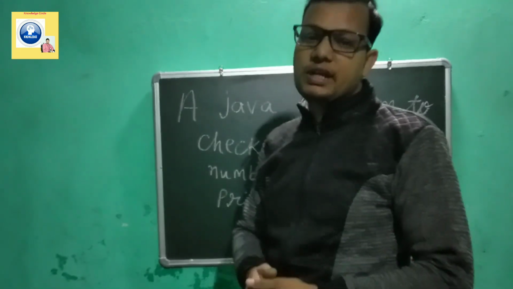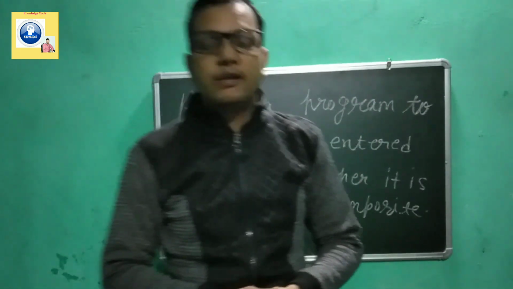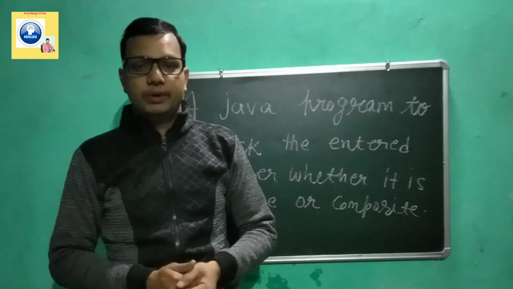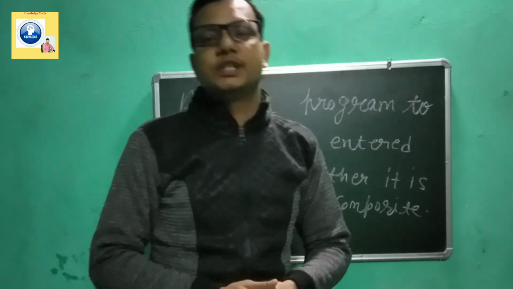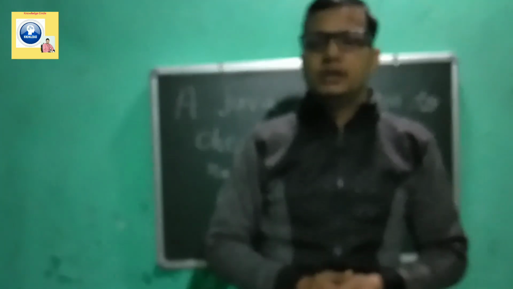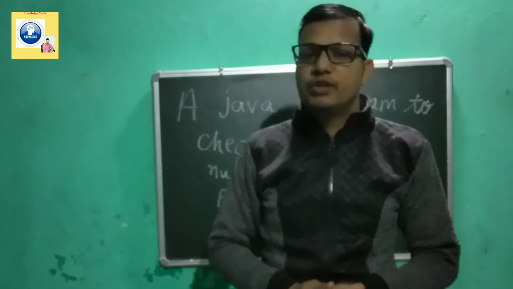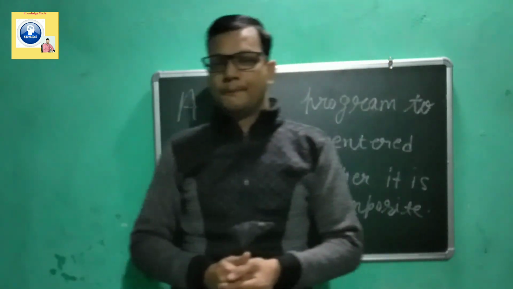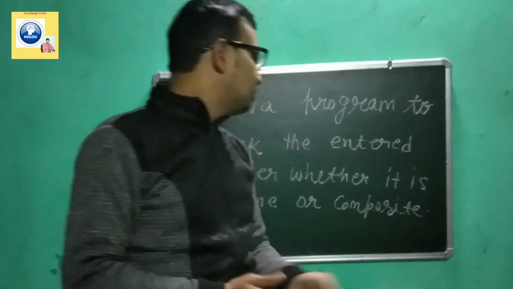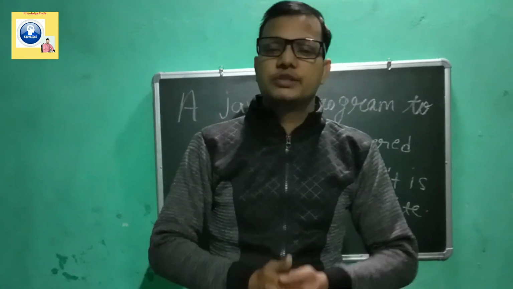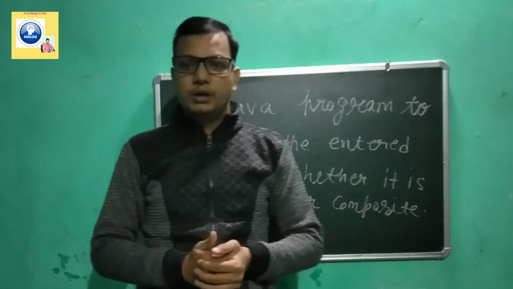So we need to understand what is the meaning of prime number and what is the meaning of composite number. A prime number is a number which is not divisible by any other number. Okay, it is only divisible by itself and 1. What is a composite number? A composite number is a kind of number which is divisible by other numbers too.